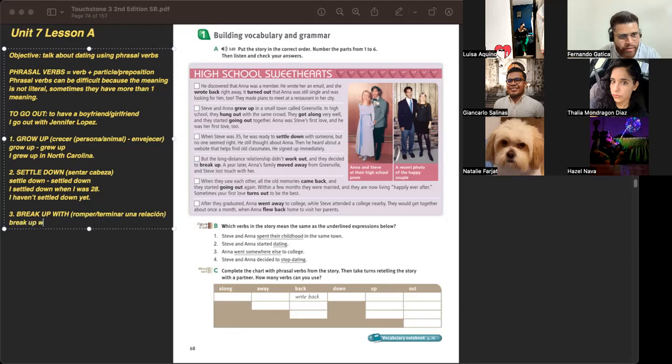In the past, break up with is broke up with. I broke up with her 3 years ago. Terminé con ella hace tres años. Or we broke up 10 years ago. Terminamos hace 10 años. Cuando usamos we para break up, ya no se usa with, ¿no? Yo terminé con ella. Él terminó conmigo. Pero si es ambos terminamos, like we broke up, ya no se usa with. I broke up with her 3 years ago. We broke up 10 years ago. We broke up 25 years ago.